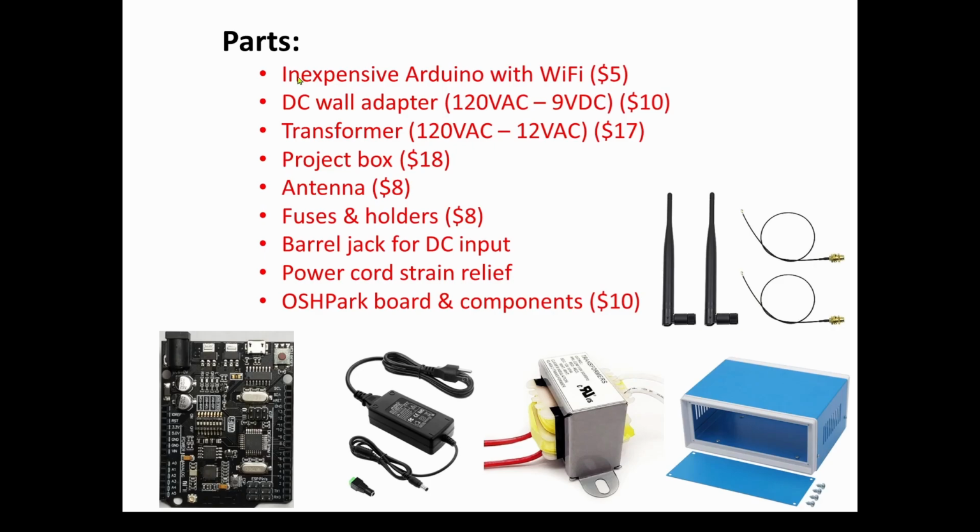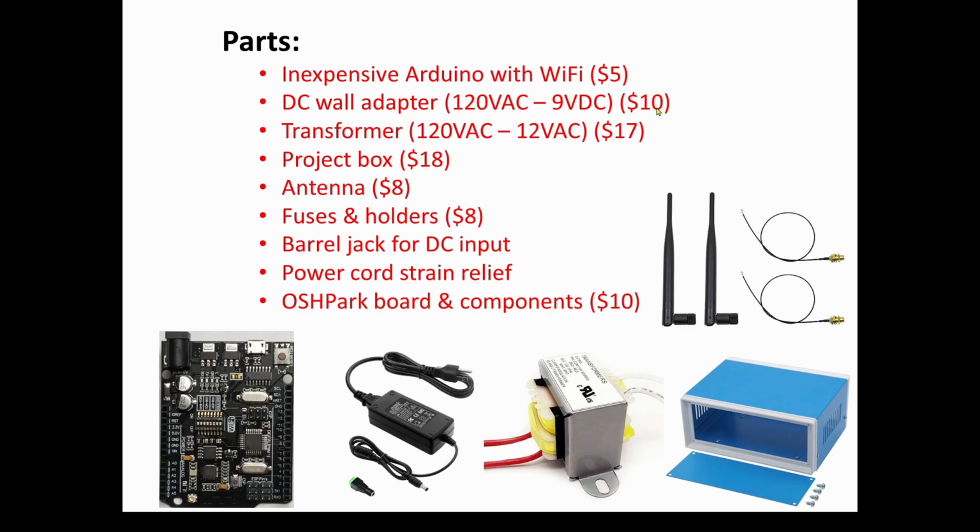I talked previously about the inexpensive Arduino with built-in Wi-Fi. And when I bought it, it was only like $5. You can look around. There are different versions, different prices, as with anything in the real world. But something like $5 for this Arduino over here. Then a DC wall adapter, which you see here, which is 120 volts to 9-volt DC. You can get different variations.